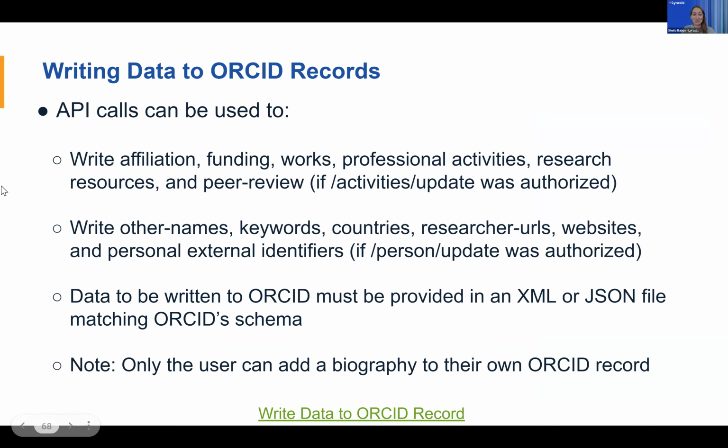If you want to write data to somebody's ORCID record, you would have had to use either the activities update scope or the person update scope, but as long as you have those permissions, you can write those pieces of data to someone's ORCID record. You will need to do the API call, but with writing data to ORCID, you also need either an XML file or a JSON file that contains the actual information that you want to push to ORCID, and I'll show an example of that. And really, the only section of the ORCID record that you can't write to with the API is the biography section. Only the researcher can add their own biography.